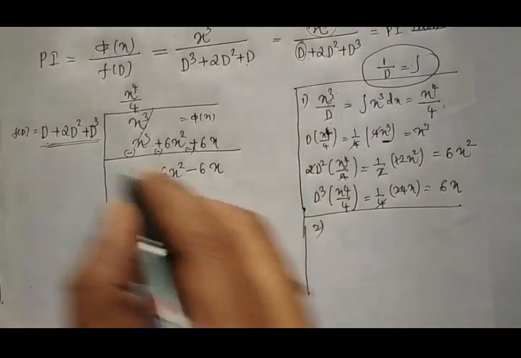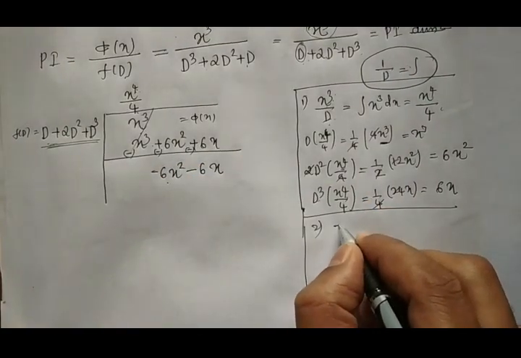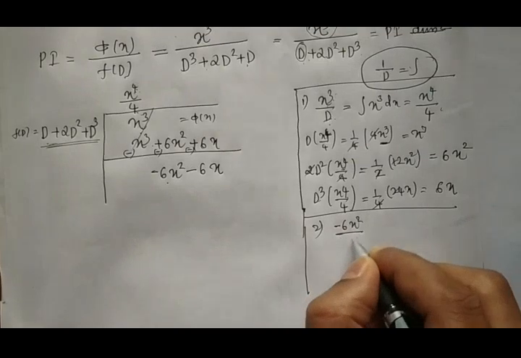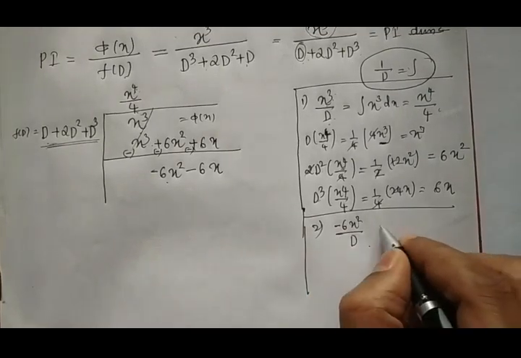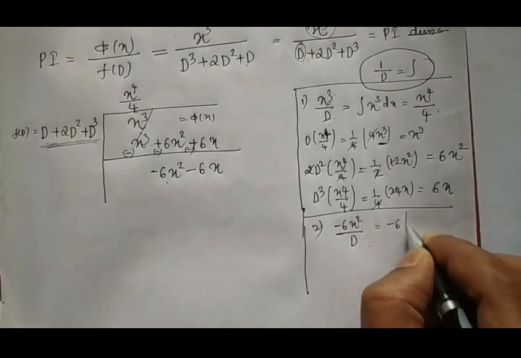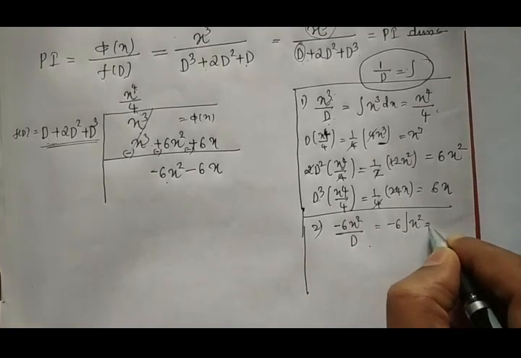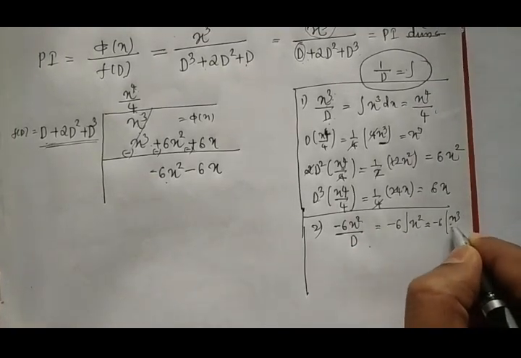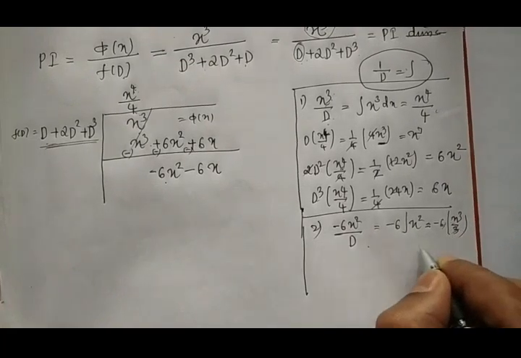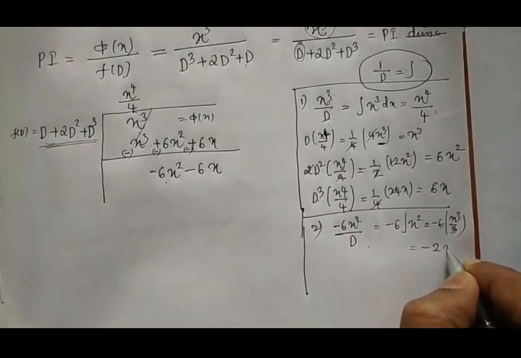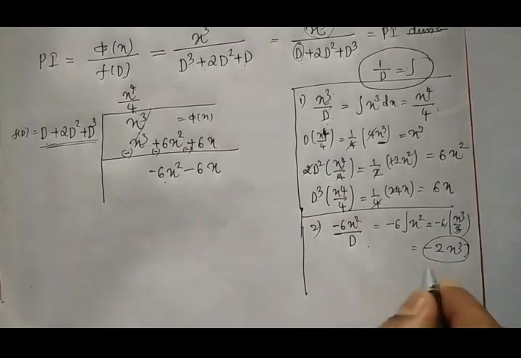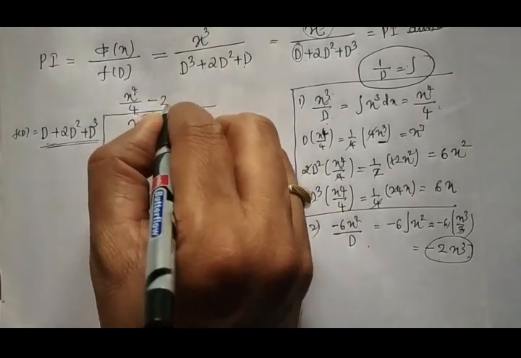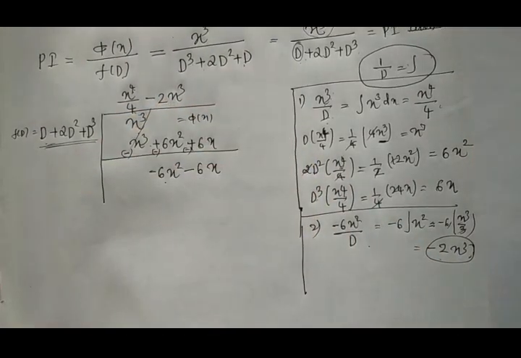Again what to do? First term by first term. So first term is minus 6x square divided by D. Then that is minus 6 into integration of x square. So it becomes minus 6 into, what is integration of x square? X cube divided by 3. 1s are 2s are. So it is minus 2x cube. So where to write? Here. Minus 2x cube will be written here.